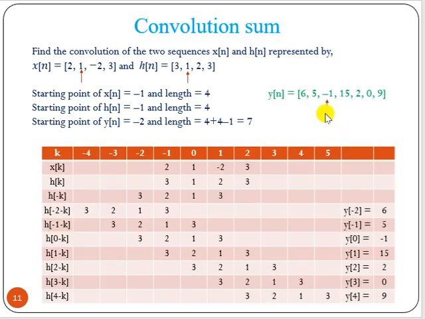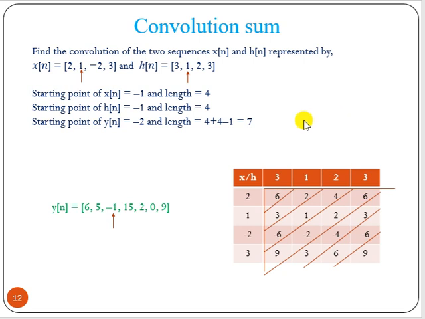And always remember that you have to locate the arrow mark. Here y of 0 is minus 1, so here you have to mark the arrow. That is very important. If you forget that, then what will happen? y0 becomes this one, 6, and that will be the wrong result.